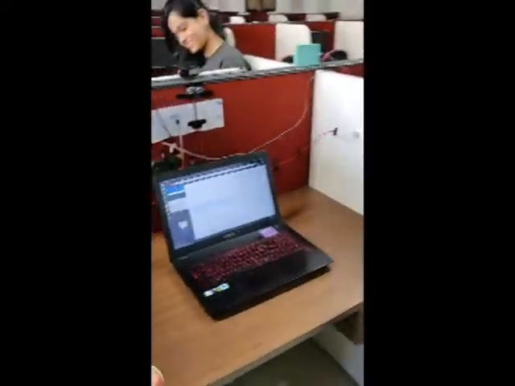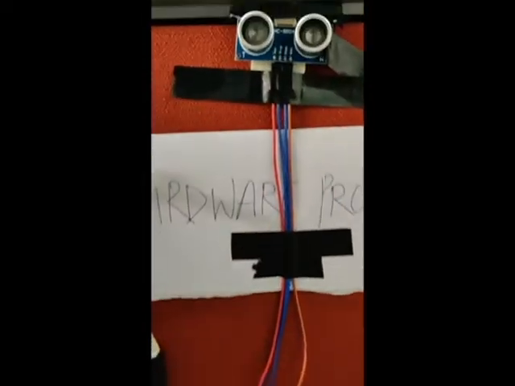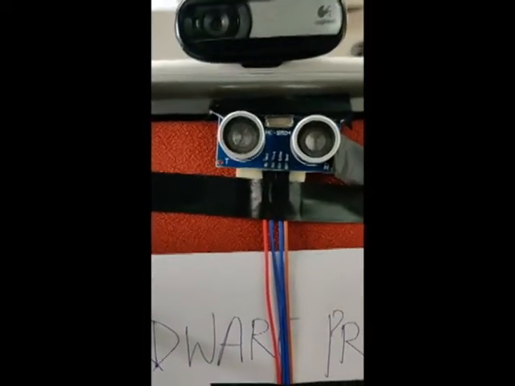Intruder detected. So basically what happened was the PIR sensor detected that there was a person there, and the webcam will take a picture of the intruder.